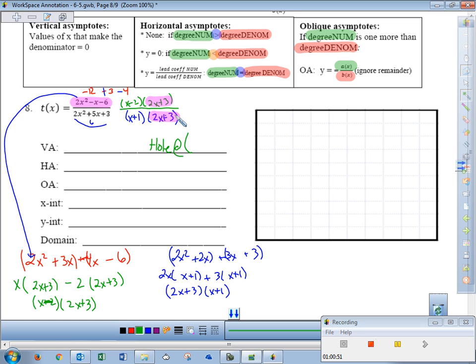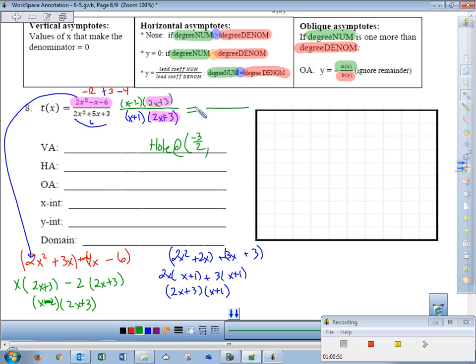You can do it, right? Opposite of this guy over that guy. What is it? Negative 3/2. Right, there is a hole at negative 3/2. Now we have to find the y value. So what do you do to find that?